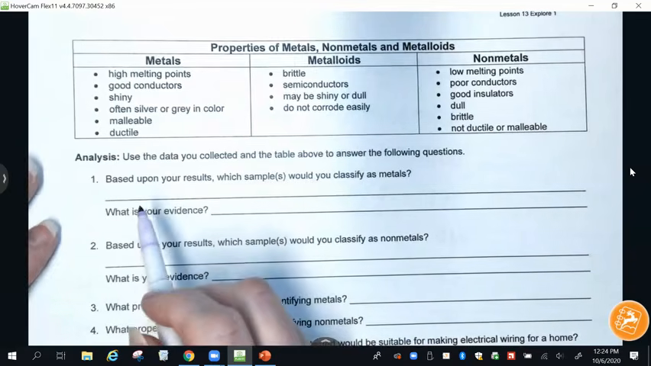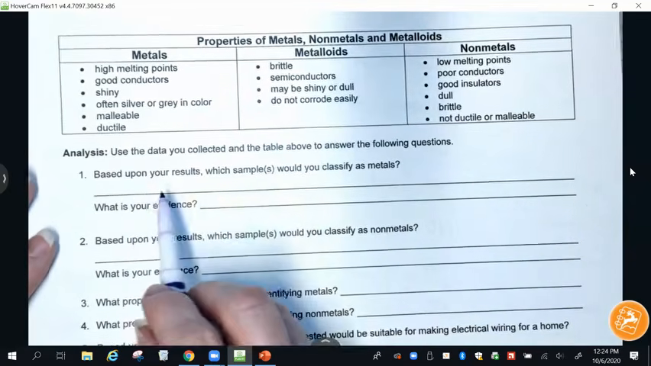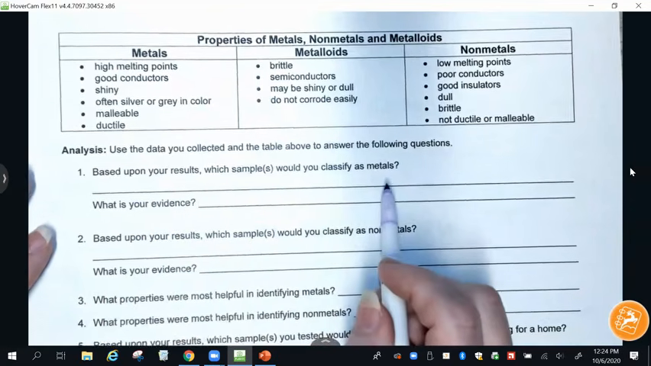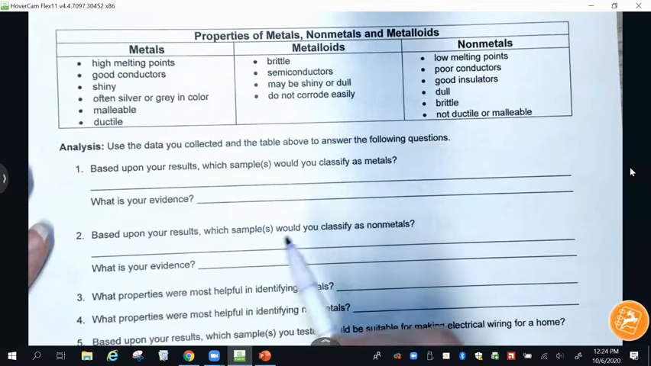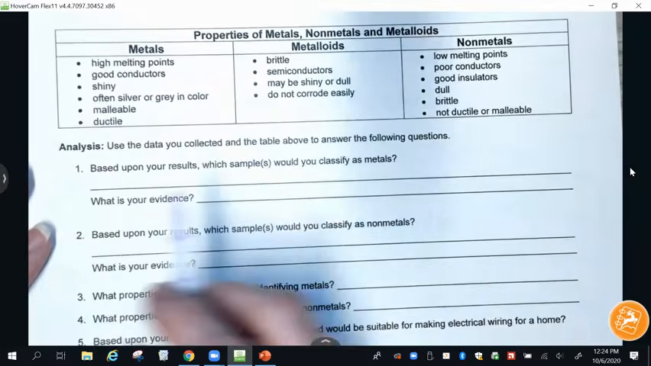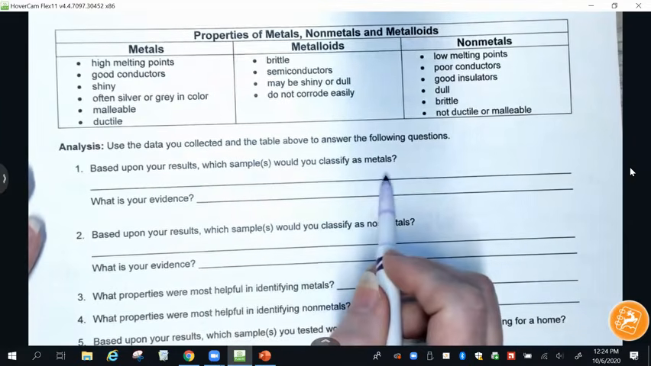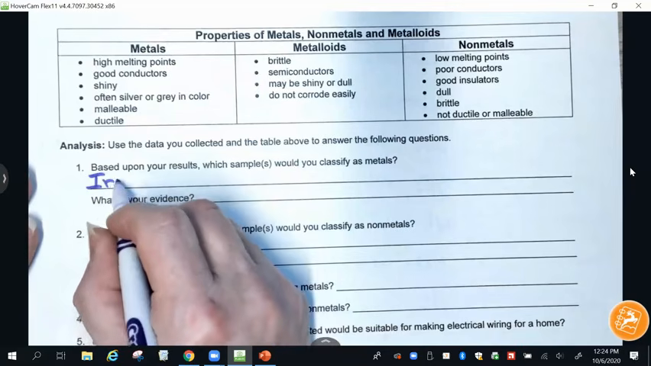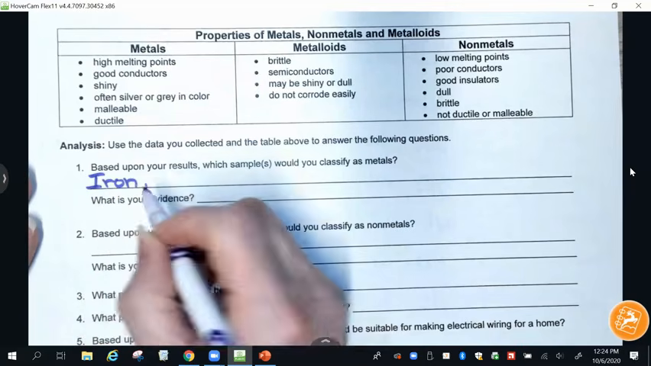Okay, let's start. Number 1. Based upon your results, which samples would you classify as metal? Well, you know how I had you write metal and non-metal on the top? This is the reason why. So y'all tell me, which ones did we say were metals? Okay, hang on, let's do them in order. Write them down. So we have iron.